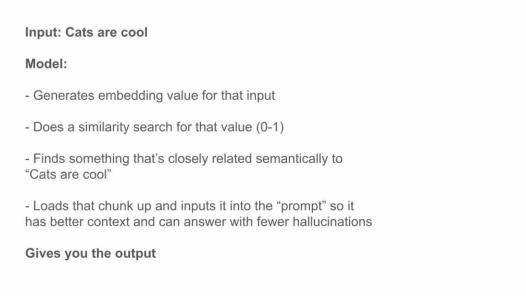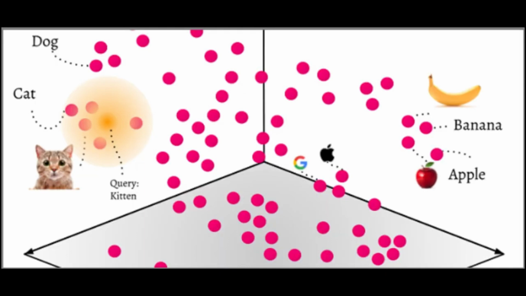And it generates an embedding value whenever you put in an input. So when you're actually using it, it generates an embedding value and does a similarity search for that value, like I was talking about earlier. It's going to find some sort of data that's closest to the input, so it's going to find something related to cats. If my data is on different kinds of animals, it'll find the chunk that's closest to cats, because remember, it generated a numerical value for all of my data.